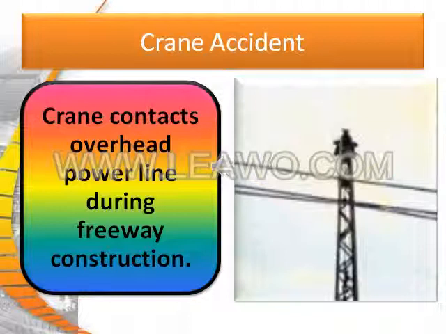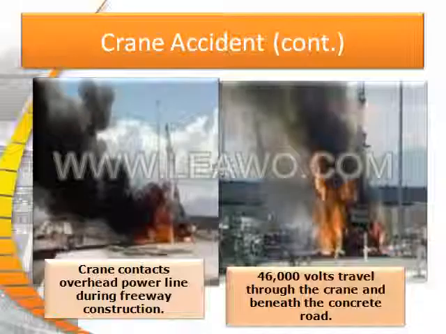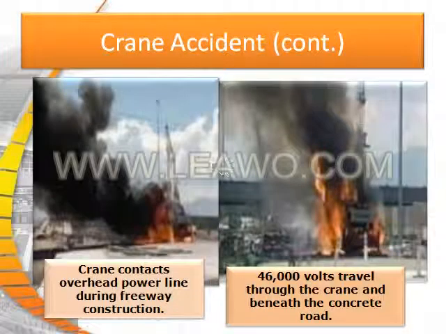Here we can see an incident of a crane contacting an overhead power line during freeway construction. The crane contacts the overhead power line and 46,000 volts travel through the crane and beneath the concrete ground.